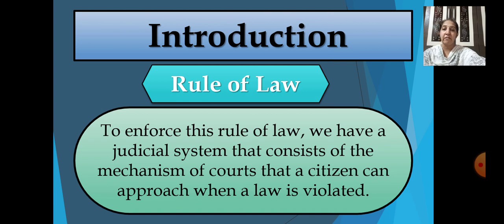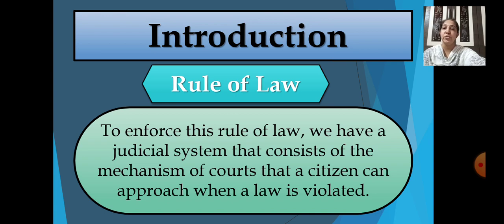To enforce this rule of law, what is there to enforce? First I told you about the rule of law, that laws apply equally to all persons, correct? But enforcement is a must. The law has been made, but unless and until the enforcement has been done, how will it be practically experienced? So to enforce this rule of law, we have a judicial system that consists of the mechanism of courts that a citizen can approach when a law is violated.